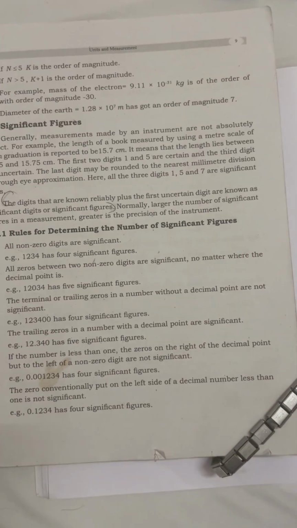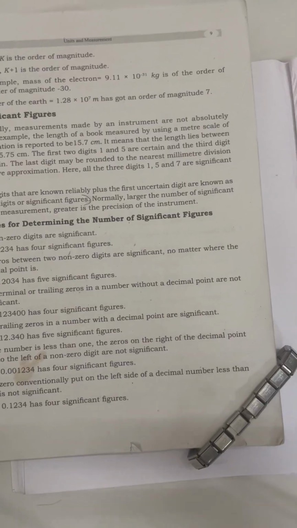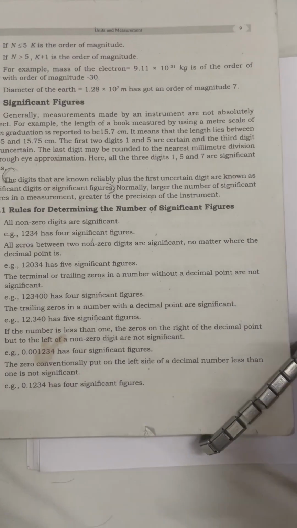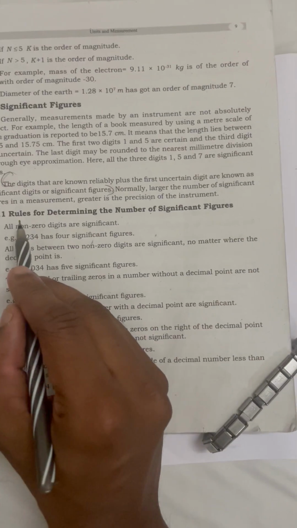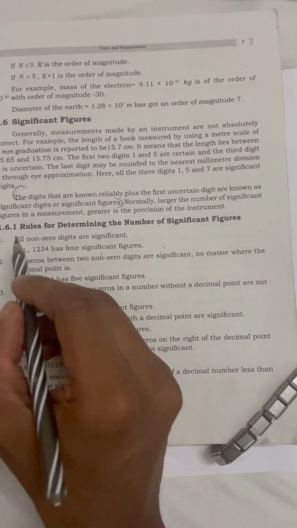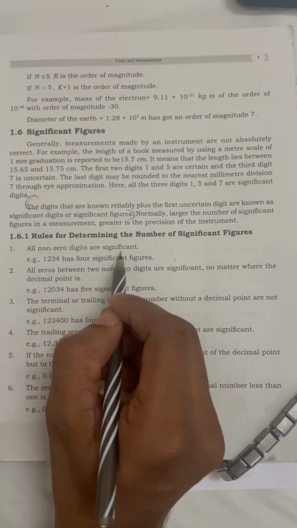How to find whether a number is significant, or how to find how many significant figures there are in a given number. So we can discuss the rules for determining the number of significant figures. First rule: all non-zero digits are significant.